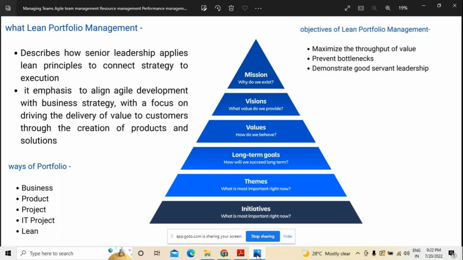One is to maximize the value. Second, reduce as well as prevent the bottlenecks of last minute changes. At the same time, demonstrating servant leadership are the objectives under portfolio management. When we talk about the types of portfolio management, as we have discussed even earlier, there is business portfolio management, which majorly focuses on the business goal, vision, and all that. Product portfolio management completely focuses on the particular product. What are we going to develop based upon the demand, all that stuff. That all comes under product portfolio.